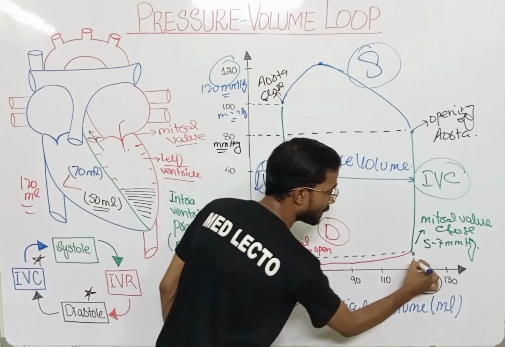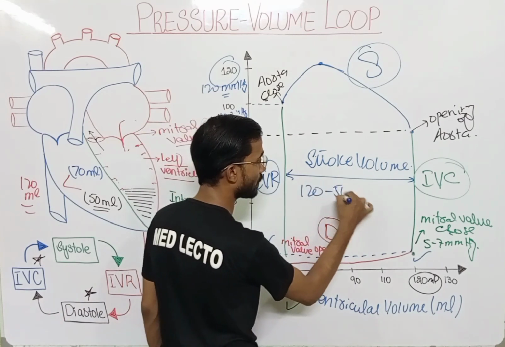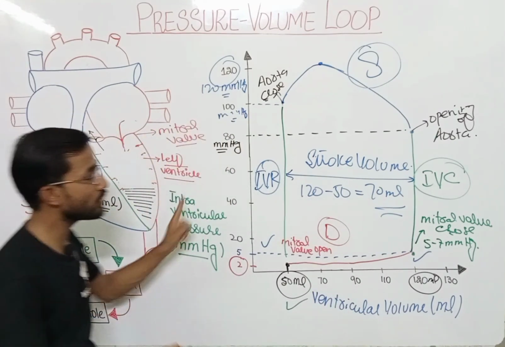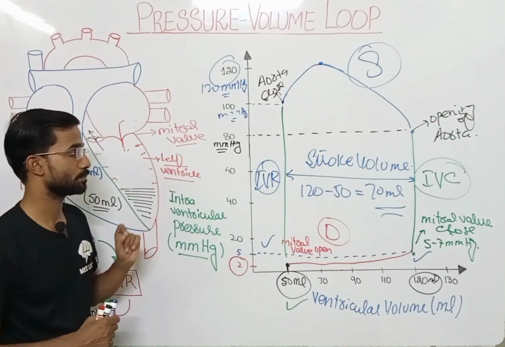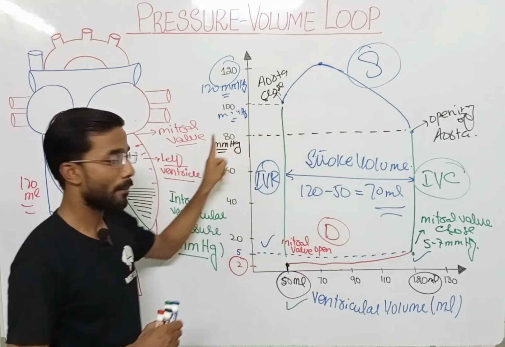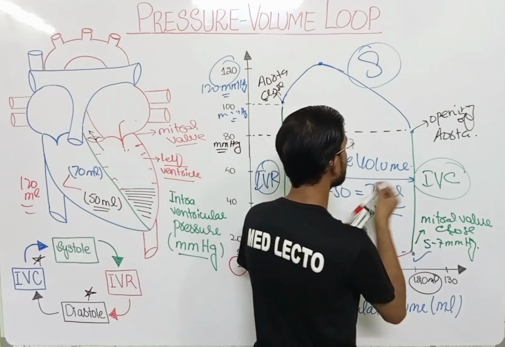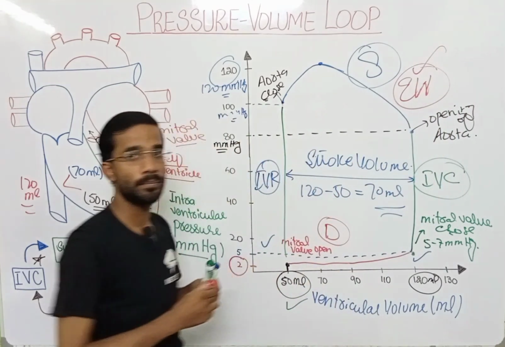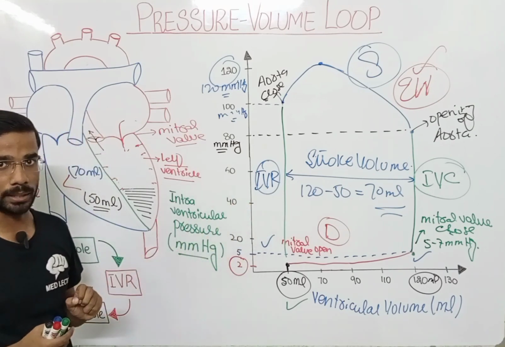The highest will be 120 and the lowest is 50. If we subtract 120 minus 50, that will be 70 ml. So the length of the loop shows the stroke volume. And the important thing is that the area covered by this pressure-volume loop shows the external work output of the left ventricle, or you can say the stroke work output.